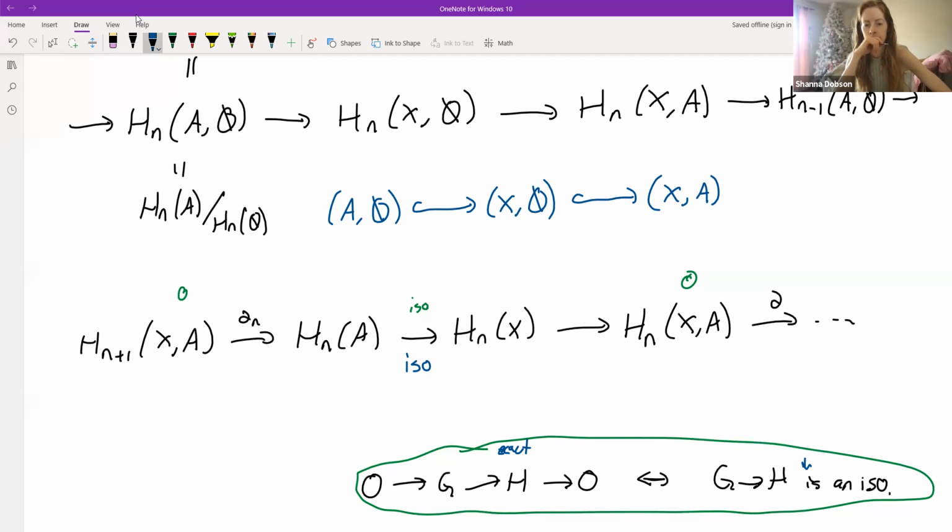So the fact that this middle map is an isomorphism implies that this group is 0 and that this group is 0. Vice versa, if you assume that the groups are 0, then you go this way with the if and only if, and you get that the middle map is an isomorphism. And proving that this exact sequence gives you that the middle is an isomorphism is just a straightforward application of what it means to be an exact sequence.